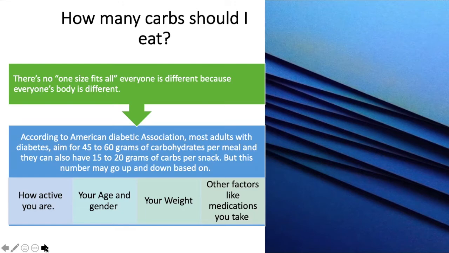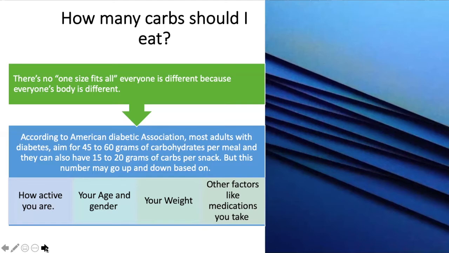But this number may go up and down based on how active you are, your age and gender, your weight, and other factors like medications you take, and so on. If you're a person who is taking insulin, you can eat a lot of carbohydrates, even if it's not encouraged, because the more carbohydrates you eat, the more weight you gain. So stick with the 45 to 60. But on several different occasions, if you have to eat more grams of carbohydrates, make sure you bolus yourself with a good amount of insulin, based on your doctor's recommendation.